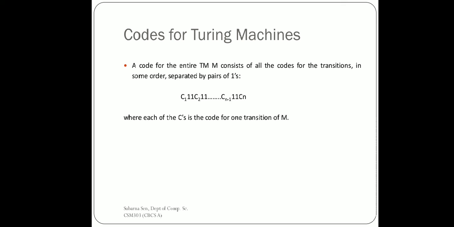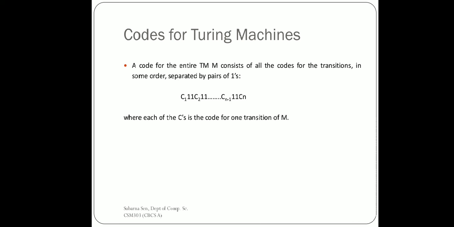Now here, between two different codes, say C1 is one code. Why is C1 one code? Because, say, for one transition, delta of q1 comma x1 is transiting to q2 comma x2 comma d1, right? So this is one code, say C1. Similarly, there will be one more transition function, that will be C2, another C3. Between these we will use double one to separate the different codes, so that whenever we have just that code, we can develop the Turing machine from it easily.